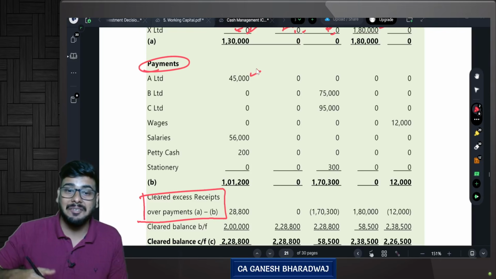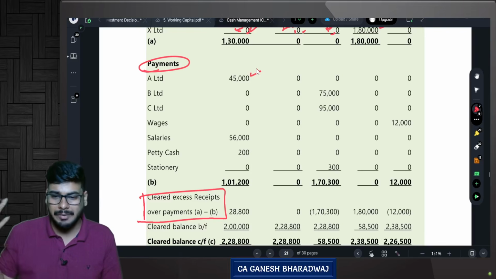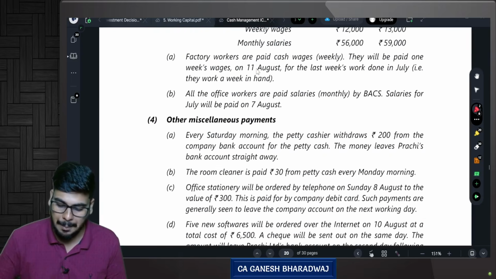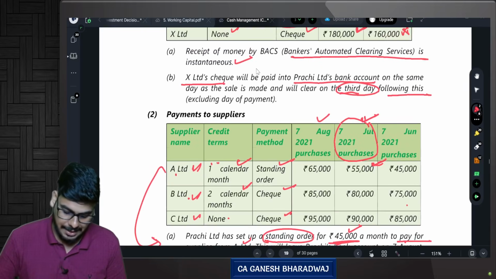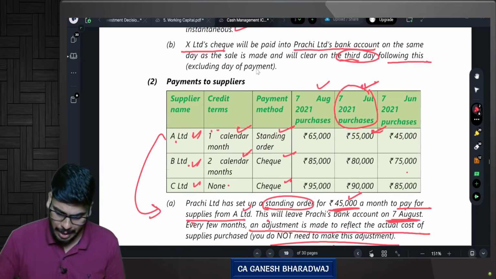But look at the wordings. They have given some standing order and all. So whatever is the amount that they have told their bankers to pay, that amount will only move out of their bank account. Are you clear with this? Yes. Then what happens?